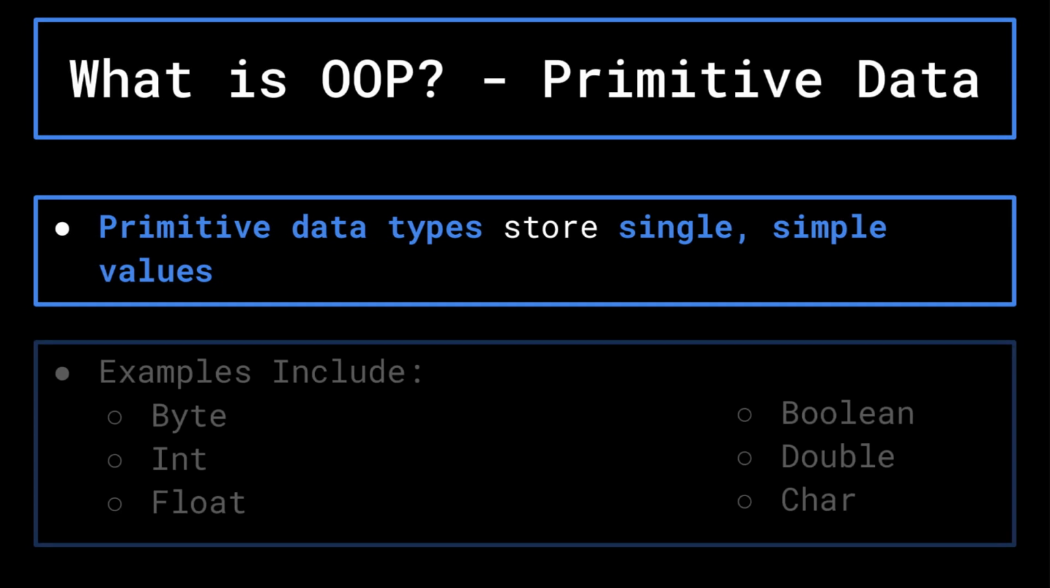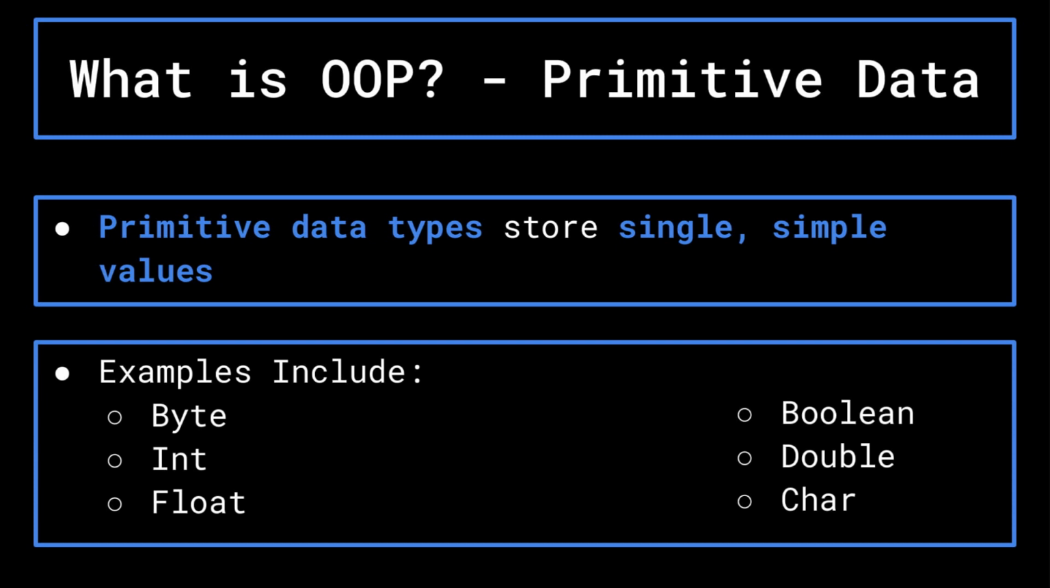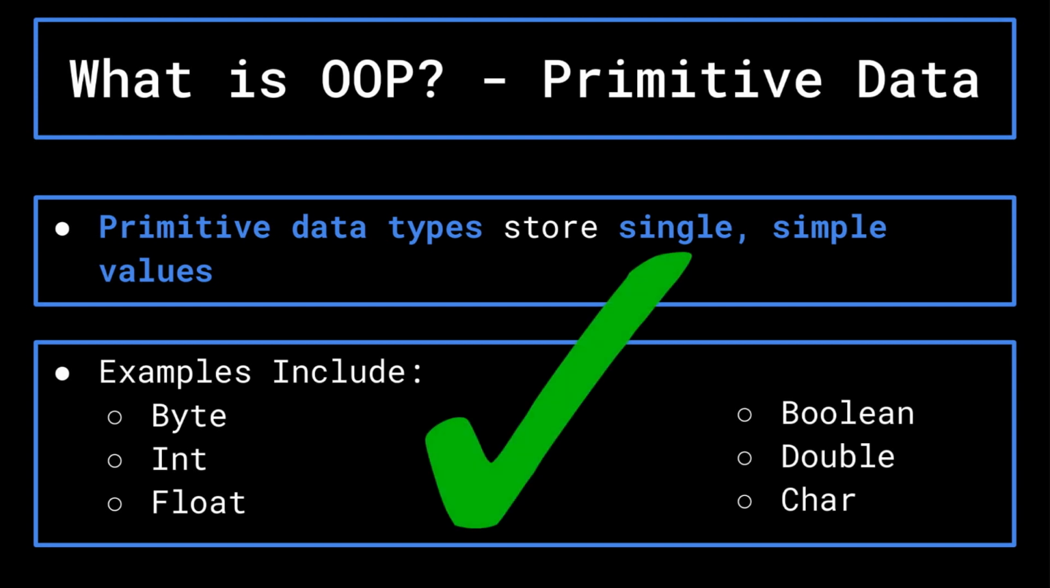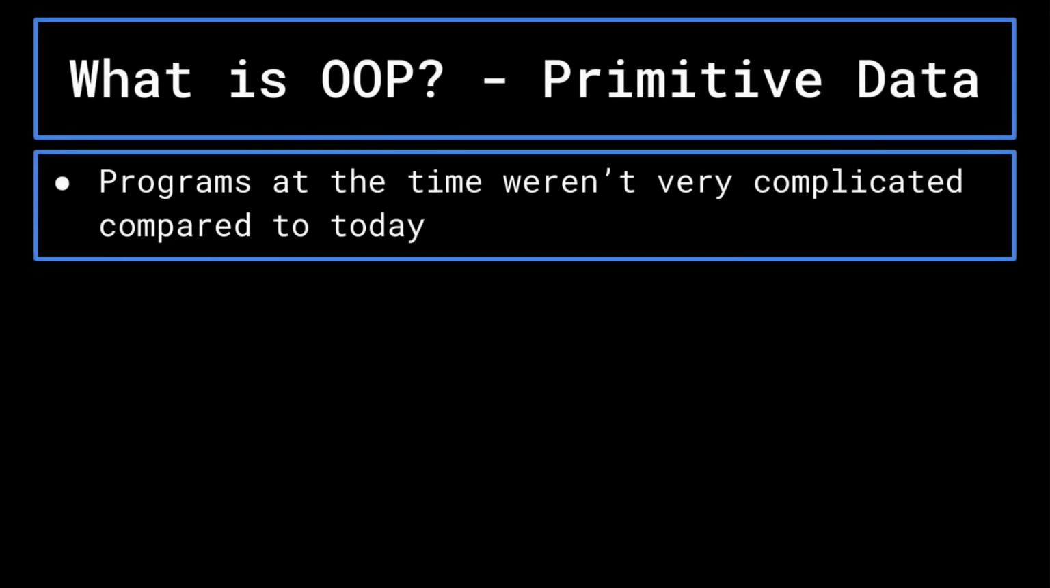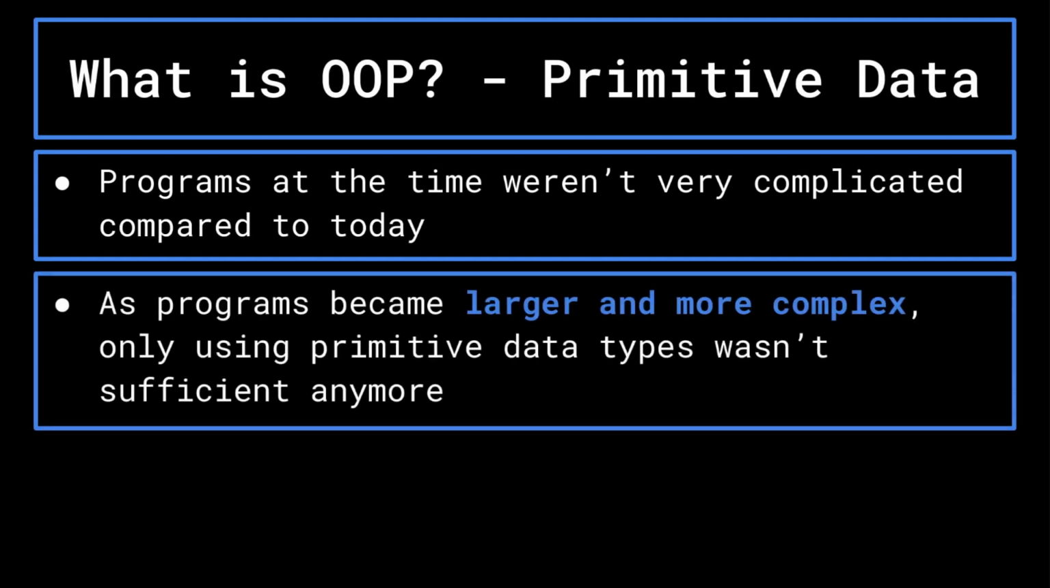Examples of such primitive types are the byte, int, float, double, boolean, and char. These primitive types only act to store a single piece of data of a certain kind. And for a while, when programming was still developing, this was just fine. Many programs being written at the time weren't complex by today's standards. Thus, programmers could get away with only using these primitive types. However, as programs became larger and more complex, primitive data types weren't really cutting it anymore.